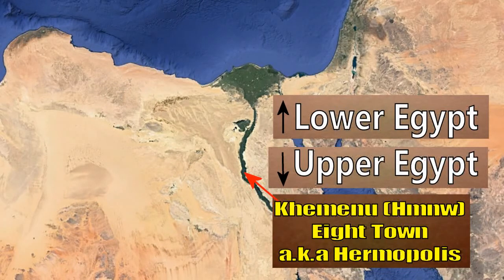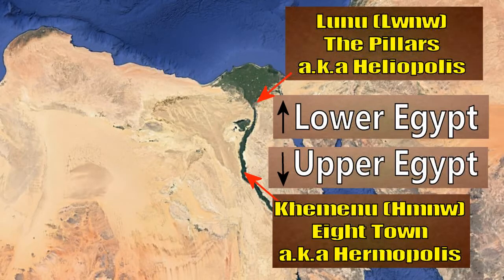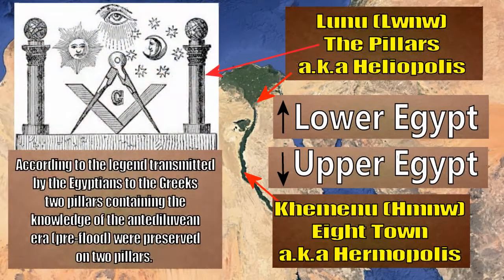So in Upper Egypt or Southern Egypt, upper as in up the Nile, we have Khemenu, which translates to Eight Town, which was later called Hermopolis. While in Lower Egypt or Northern Egypt, we have Iunu, the pillars, aka Heliopolis, and this will be an important feature which I'll come to in future episodes regarding the Benben, the flooding cycles, and the navel of the world in the Egyptian respects, and that is Heliopolis.